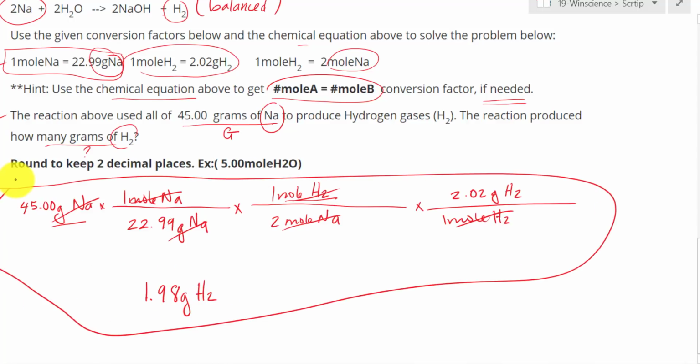And that is how we do it in terms of solving using multiple conversion factors. And again, if this is not given to you, just use that: 2 moles of Na equal to 1 mole of hydrogen. Either way is fine.